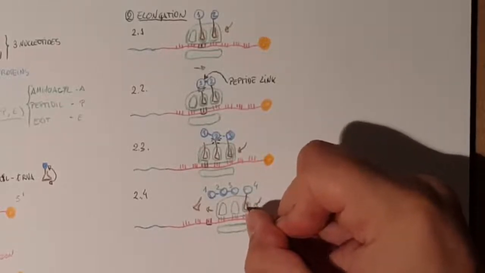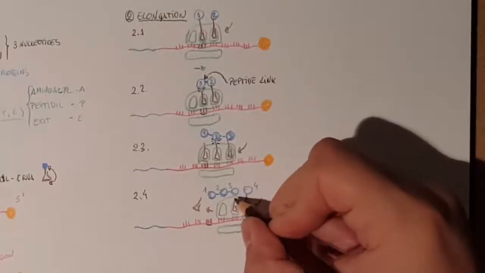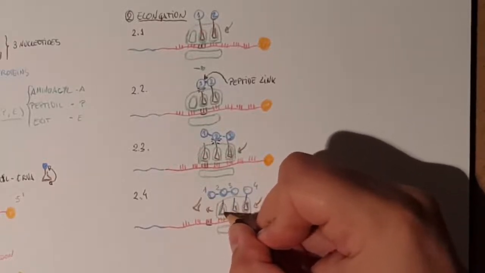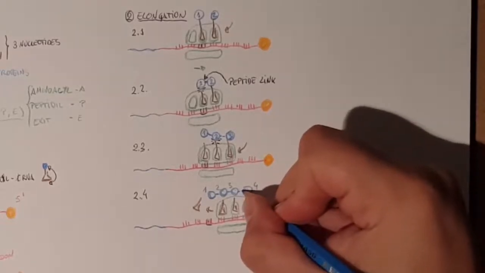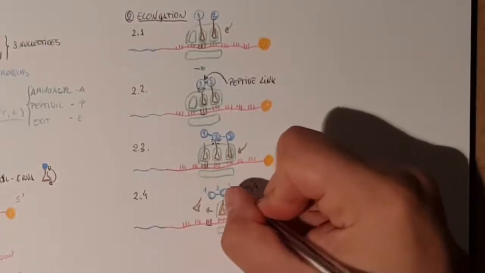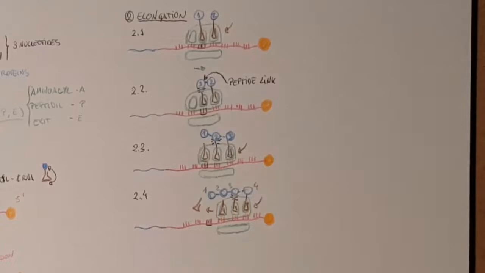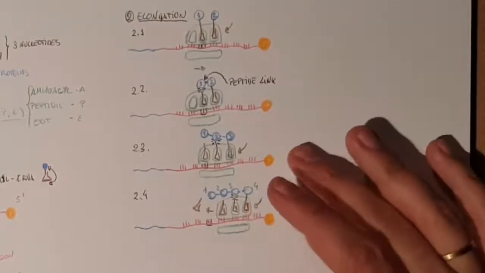I painted it too small. Sorry. This is not going to be joined, because remember that we're going to form the peptide link here, and this is going to break. So this is the elongation process.